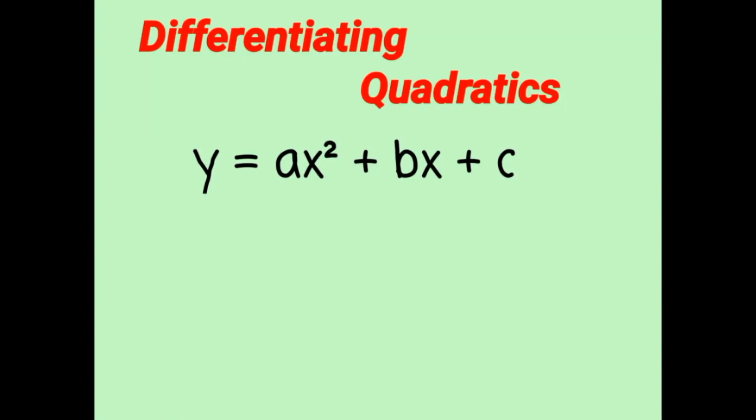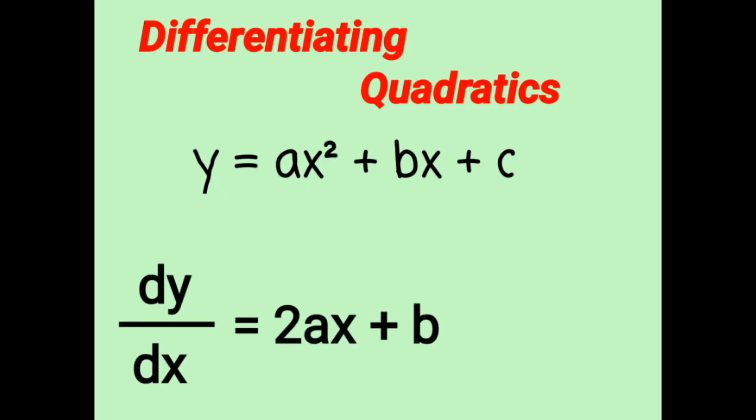The equation of a quadratic graph takes the form y equals ax squared plus bx plus c. So, in my previous Geomaths video, we saw that the derivative dy over dx for the quadratic curve with equation y equals ax squared plus bx plus c is 2ax plus b.